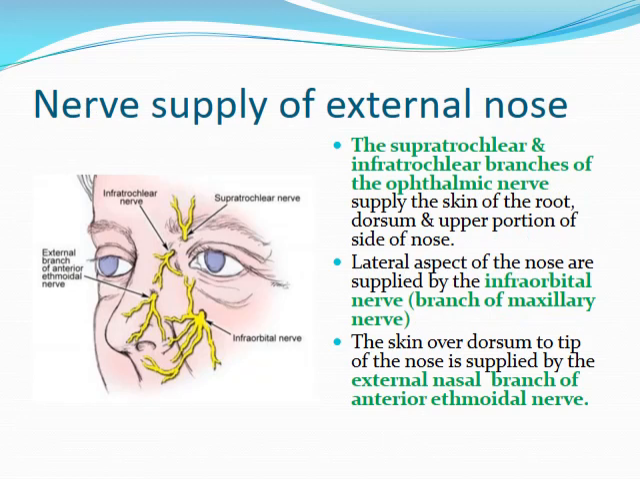Let's see the nerve supply of the external nose. The skin of the root, dorsum and upper portion of the side of the nose is supplied by the supratrochlear and infratrochlear branches of the ophthalmic nerve. The lateral aspects of the nose are supplied by the infraorbital nerve, which is a branch of the maxillary nerve, and the skin over the dorsum up to the tip of the nose is supplied by the external nasal branch of the anterior ethmoidal nerve.